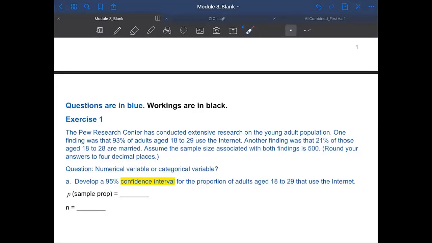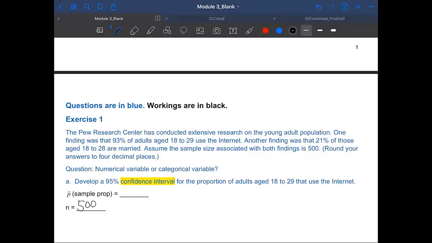So then would the n be the 500? Okay, so Amy, right? Is that Amy? Yes. Okay, so Amy said n is 500. So let's take a look. It says assume sample size associated with both findings is 500, right? Okay, so n is 500. Do you all agree? This part should be easy, 500.